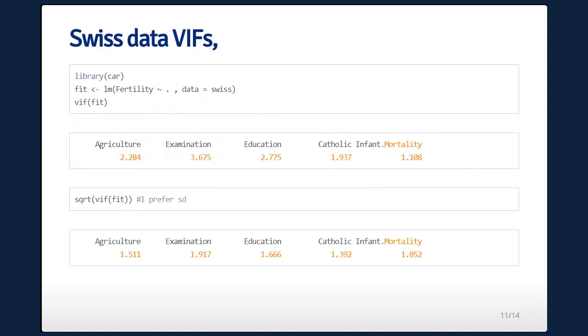You can get the variance inflation factors, where you get one for every coefficient, and it's the comparison of how much variance is increased compared to if all the covariates were orthogonal. You can see that some of them, like education and examination, are very high, because they're very correlated with each other. By the way, I like square rooting the variance inflation factors, giving the standard deviation inflation factors instead. You can use these to see, for a given covariate, how much variance it appears to be adding relative to a model where all the covariates were orthogonal.